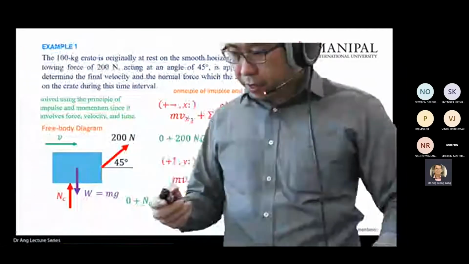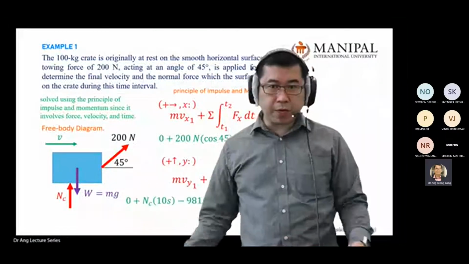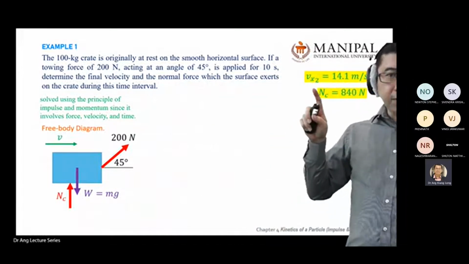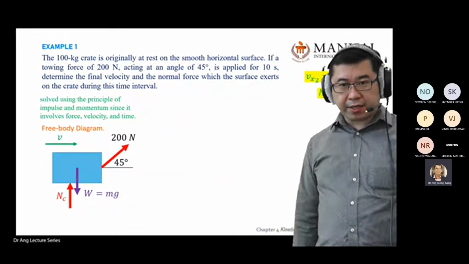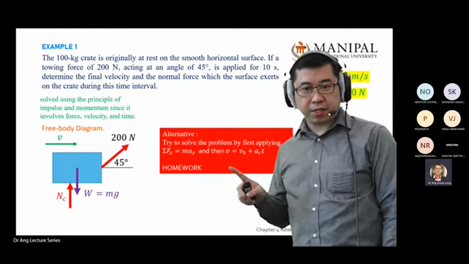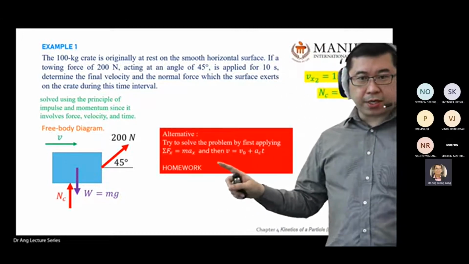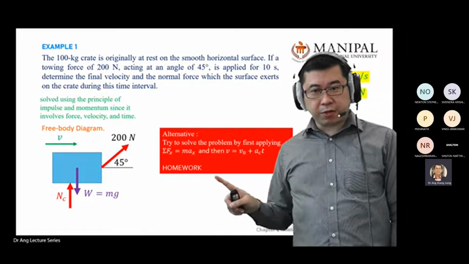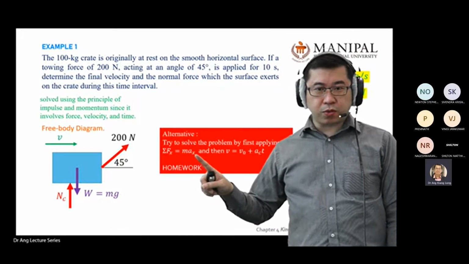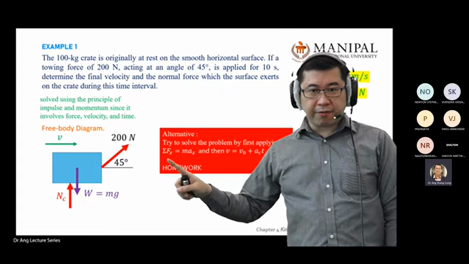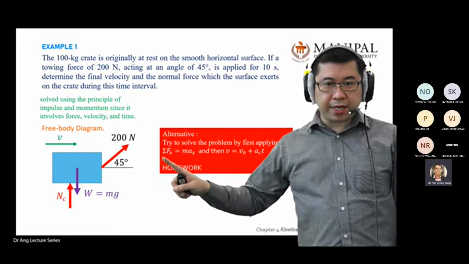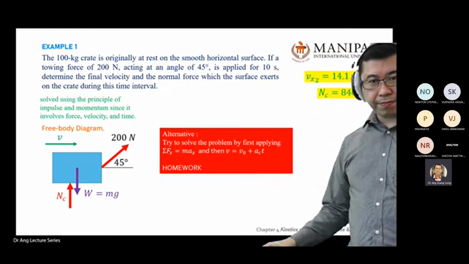Now, just before the break, we looked at example 1. In example 1, you can also get the same answer for V2 and N using chapter 2, chapter 3 equations. You can solve using the chapter 2, chapter 3 equations, or force equal to MA, F equal to MA in the X direction or in the Y direction.